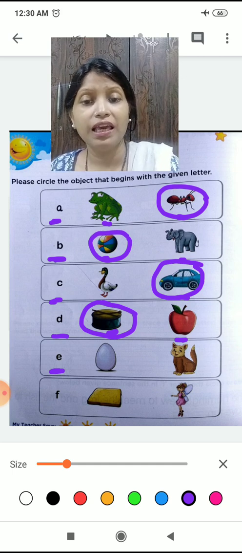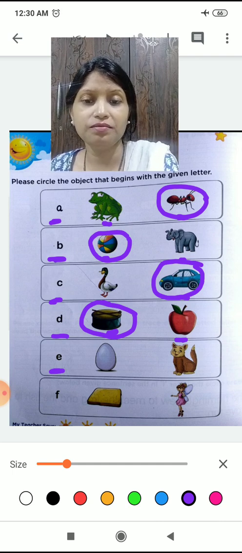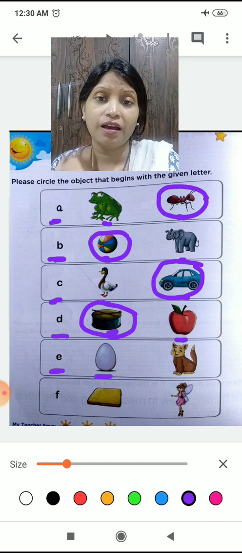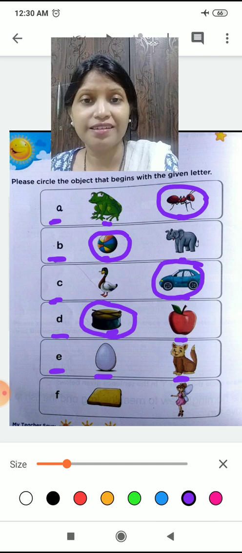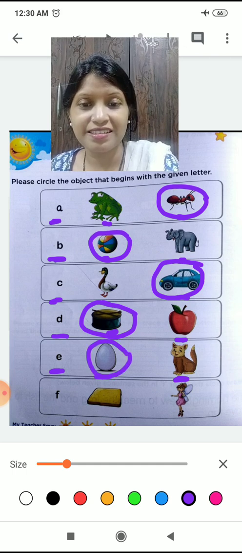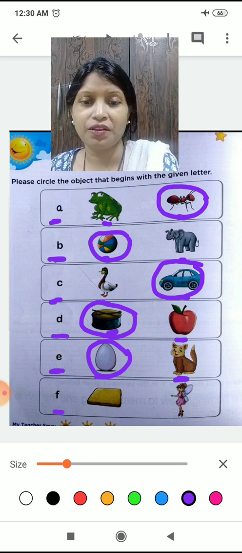It is E. Now, which object has a beginning sound of E? Yes, E has a sound of A, as I told you. So, what is this? Egg. It is an egg. And this is a cat. E is for egg, children. Yes. E is for cat? No. Okay. Now, what is this, children?